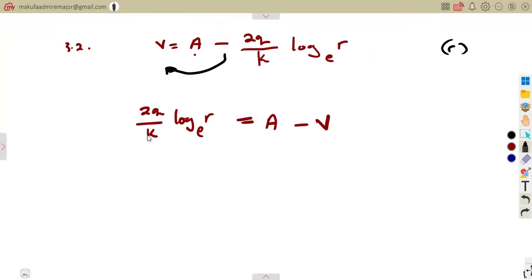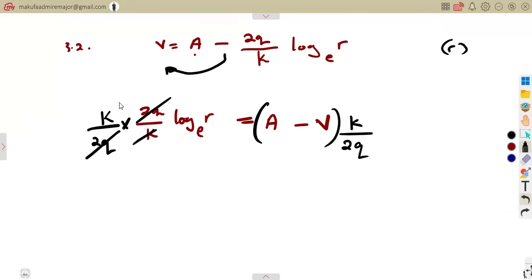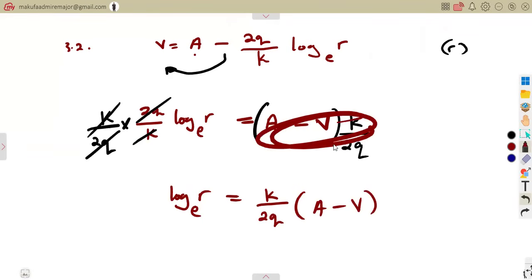is 2Q over K. So you multiply by the reciprocal of what you're given. Take K on top, 2Q in the denominator. That reciprocal, you're going to use it also this side. That is how you can get rid of this. So this and this can easily cancel. So you are left with the logarithm of R in the base of E, which is equal to this bracket times K. So it is simply something like this, K over 2Q into the bracket of A minus V, or even the way that is like this, there's no problem.